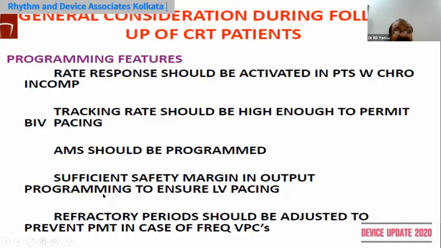Programming a sufficient safety margin for output to ensure LV pacing: it is not double, as in a complete heart block patient or pacemaker-dependent RV pacing patient, where you keep twice. Here you don't need twice, but make sure that auto capture is on, so that all LV pacing captures the LV. I always keep auto capture on if it is available. And the refractory period should be adjusted to prevent PMT in case of frequent PVCs.